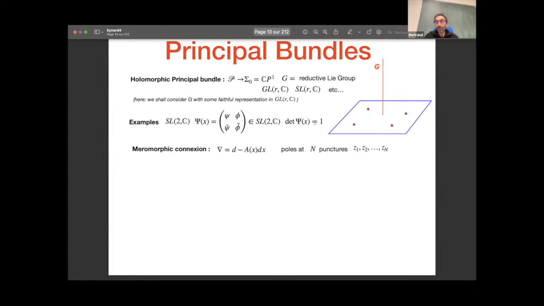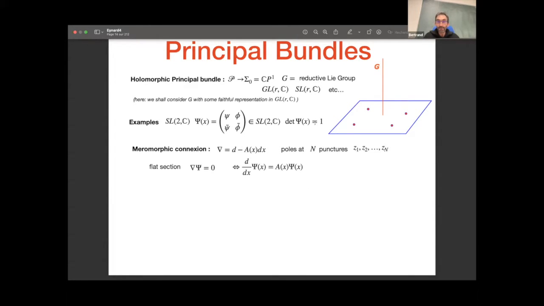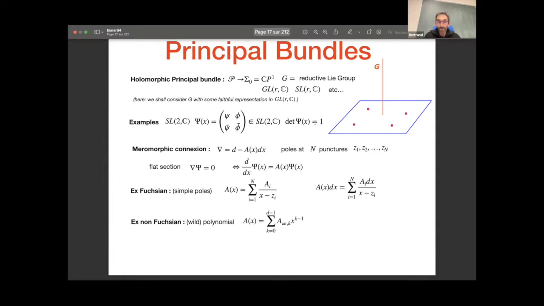Now let me consider connections on this bundle, and let's consider meromorphic connections, so connections that can have poles at punctures z1 up to zn. And what we call a flat section is something that obeys nabla psi equals 0. So in equation, it means that the derivative of psi equals A times psi. Some examples are when A has only simple poles. This is called a Fuchsian system.